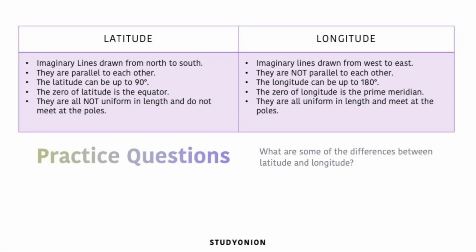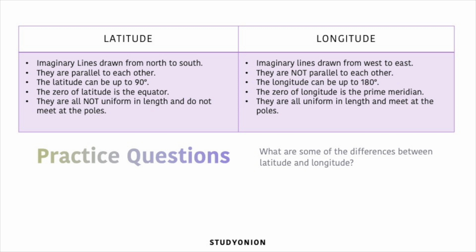Latitudes are imaginary lines which are drawn from west to east, and they are all parallel to each other. The latitude can be up to 90 degrees, so you can have it up to 90 degrees north and 90 degrees south, which would be the latitudes of the North and South Pole. The zero of latitude is the equator, and they're not all uniform in length, and they do not all meet at the poles. For example, the equator doesn't touch the North and the South Poles at all.